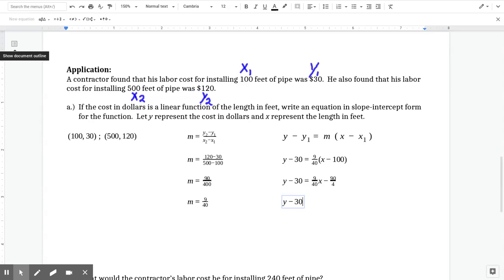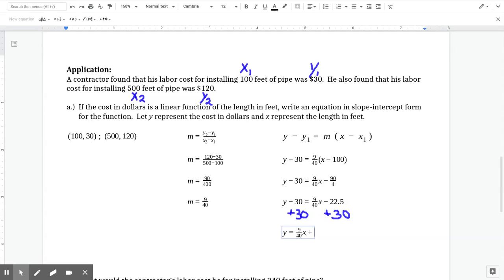So for this particular example, let's have y minus 30 equals 9/40 x minus 22.5. And then when we solve for y here by adding 30 on each side, we are going to get y equals 9 over 40x plus 7.5. Now, that is a good equation.